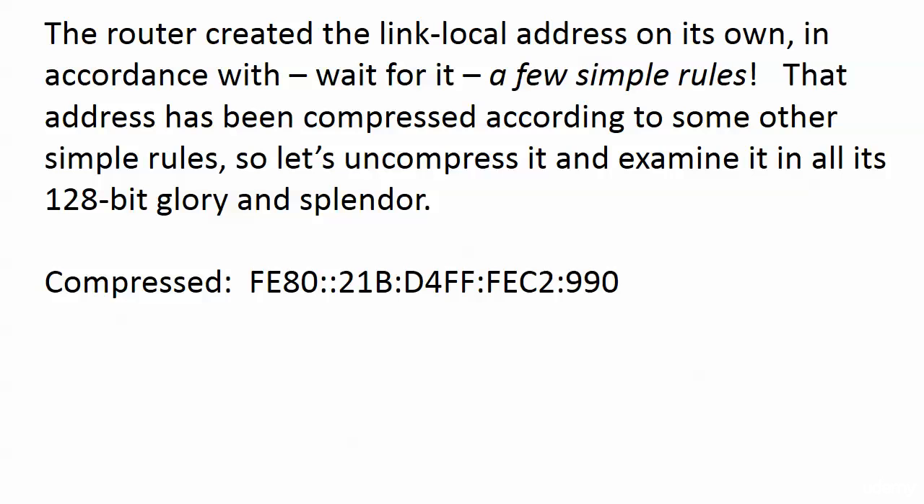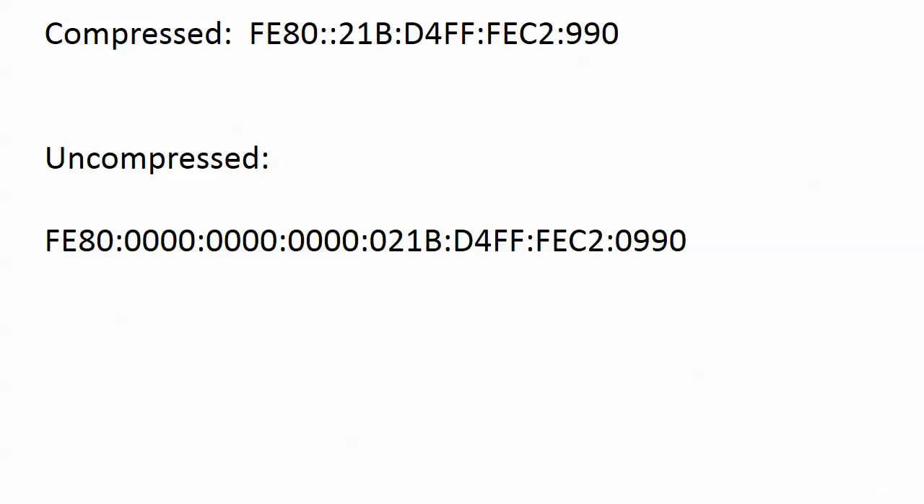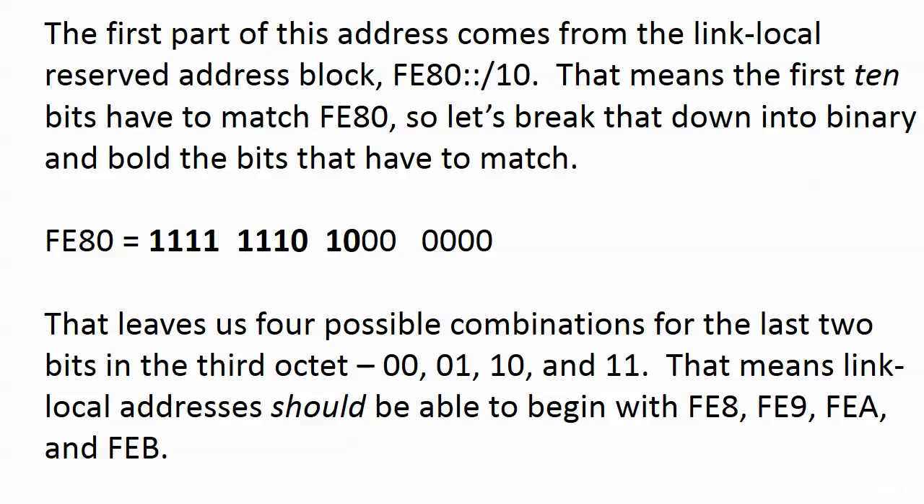Now the double colon, we know that's zero compression, and we know that's representing full blocks of zeros, but how many? We should have 8 blocks in our address. We have 5 right now, so you put 3 in. See, nothing to it. There's your compressed address that we started with. There's the uncompressed address, and we're ready to move forward. Now, the first part of that address, the first half, comes from the link local reserved address block.